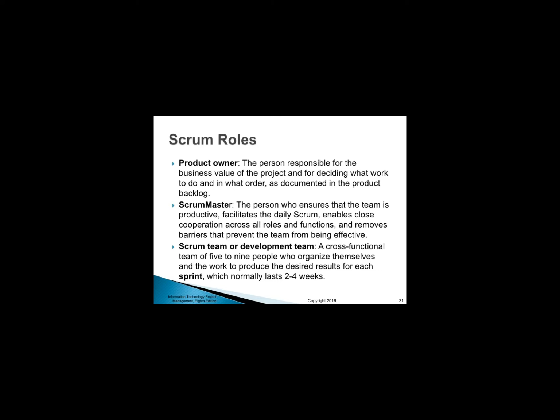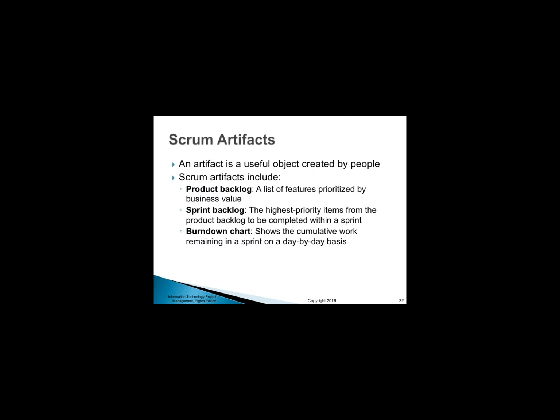Scrum Team or Development Team, a cross-functional team of 5 to 9 people who organize themselves and the work to produce the desired results for each sprint, which normally lasts 2-4 weeks. Scrum artifacts. An artifact is a useful object created by people. Scrum artifacts include product backlog, a list of features prioritized by business value. Sprint backlog, the highest priority items from the product backlog to be completed within a sprint. Burn down chart shows the cumulative work remaining in a sprint on a day-by-day basis.